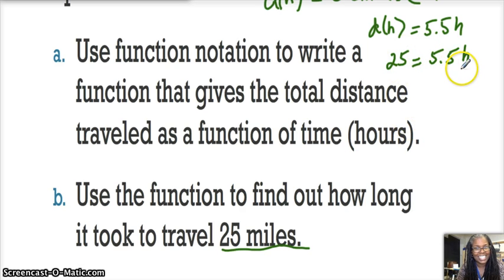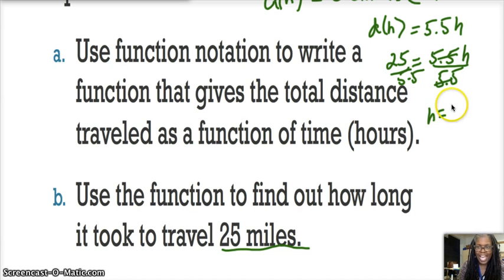And I know I'm going to isolate h because I want to figure out the time. I'm going to divide both sides by 5.5. When I do that, the 5.5s cancel out, and I get that the time is approximately 4.54. It kind of repeats like that. And I think an easier way to write it is just to approximate it. It's about 4.5 hours.